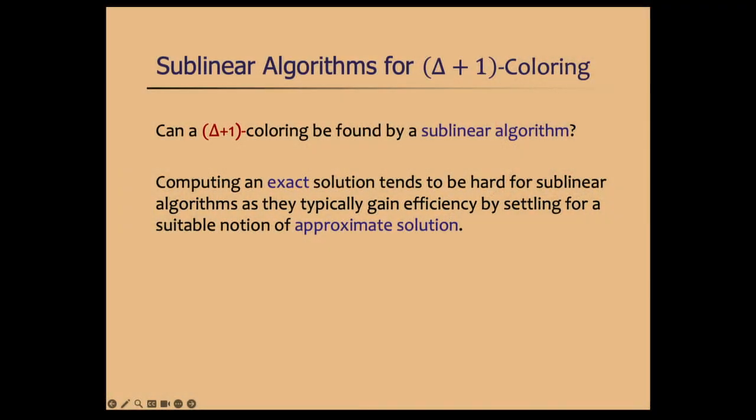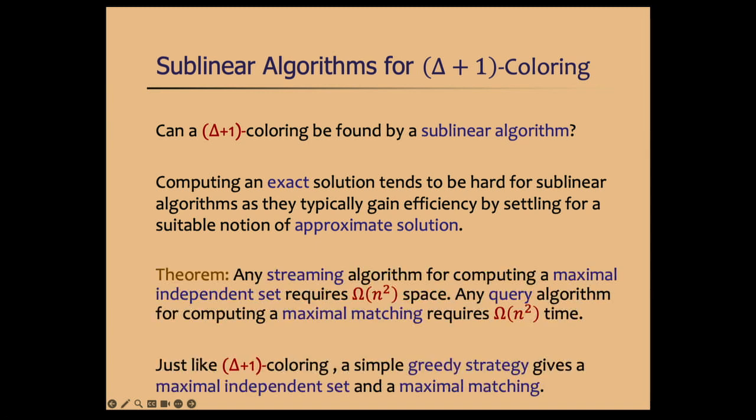Okay? So before I go any further, it's worth highlighting two reasons to be a priori somewhat pessimistic about this goal. The first reason is somewhat philosophical. Sublinear algorithms usually tend to gain efficiency by giving up on the goal of an exact solution and settling for a suitable approximation. It may be a very good approximation to what you're looking for, but you usually end up giving up on the demand for an exact solution. Here, we do want that whenever the algorithm outputs a coloring, it's a valid coloring. There are no monochromatic edges, okay?